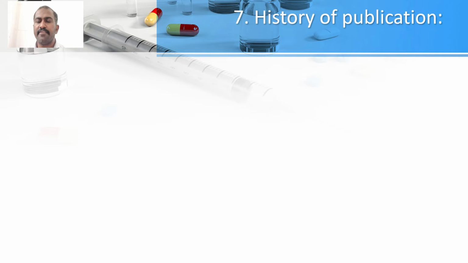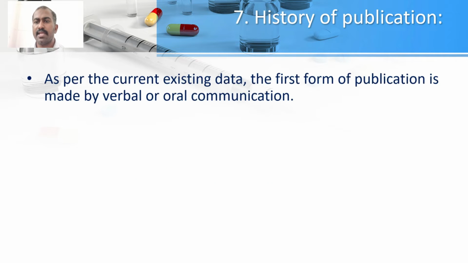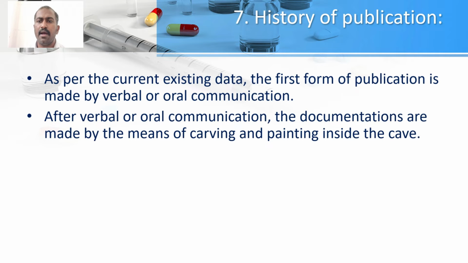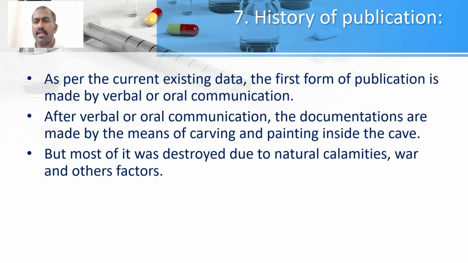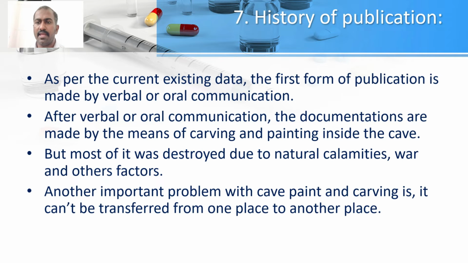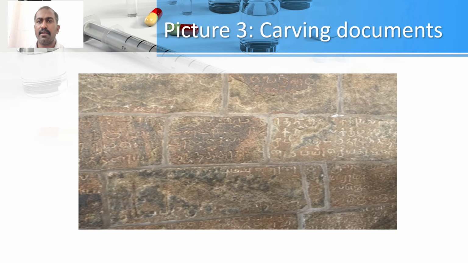Next we will see the history of publication. As per the currently existing data, the first form of publication was made by verbal or oral communication. After verbal or oral communication, documentation was made by means of carving and painting inside caves. But most of it was destroyed due to natural calamities, wars and other factors. Another important problem with cave painting is that it can't be transferred from one place to another, so the transmission of knowledge is very limited in cave painting and carving.